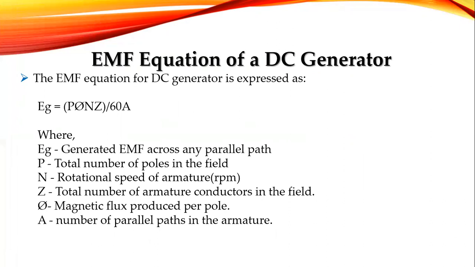EMF equation of a DC generator. The EMF equation for a DC generator is expressed as Eg = PφNZ / 60A, where Eg is the generated EMF across any parallel path, P is the total number of poles in the field, N is the rotational speed of the armature in RPM, Z is the total number of armature conductors in the field, φ is the magnetic flux produced per pole, and A is the number of parallel paths in the armature.